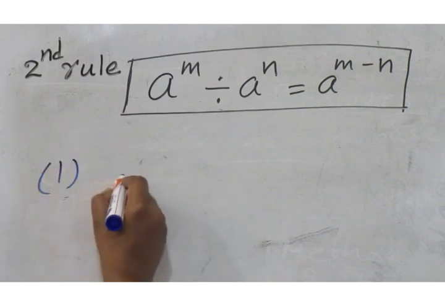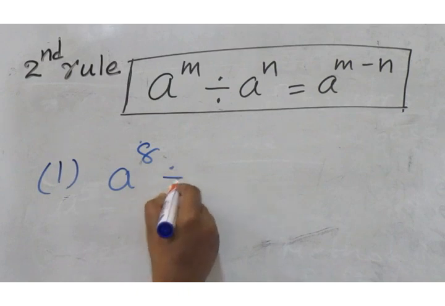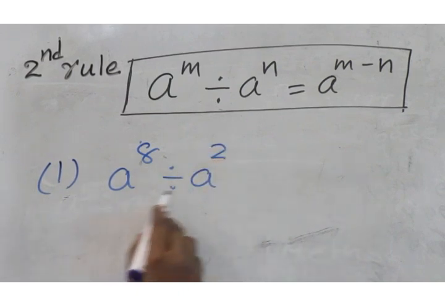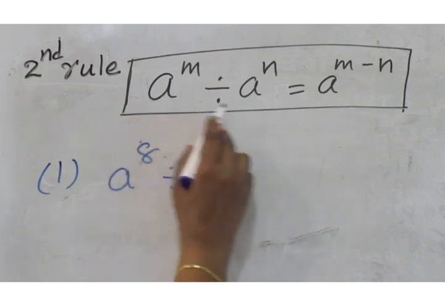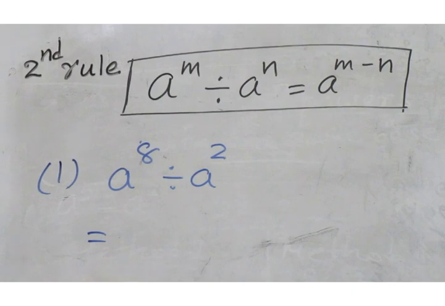Now let's do some calculations. See the first one: a to the power 8 divided by a to the power 2. Now you can see here division of two equal powers, so we can use this rule. Do subtraction of indices. Then what is the answer? a to the power 8 minus 2. The answer is a to the power 6.